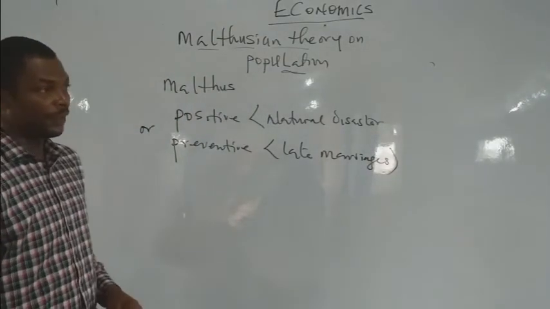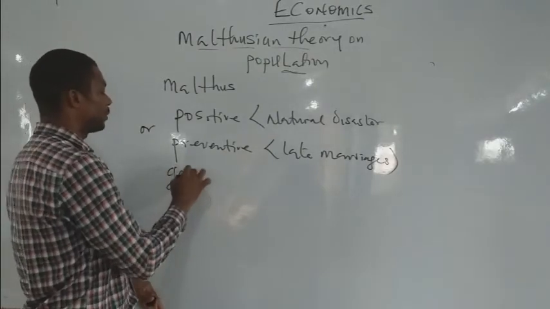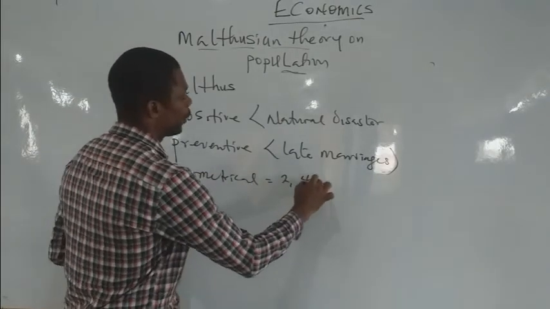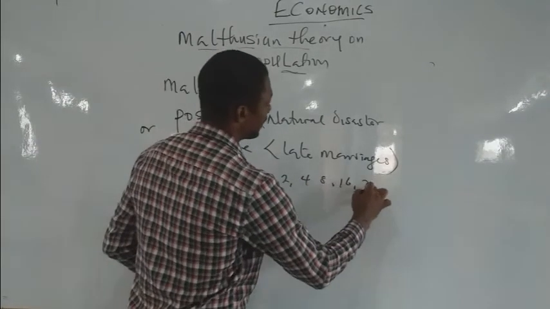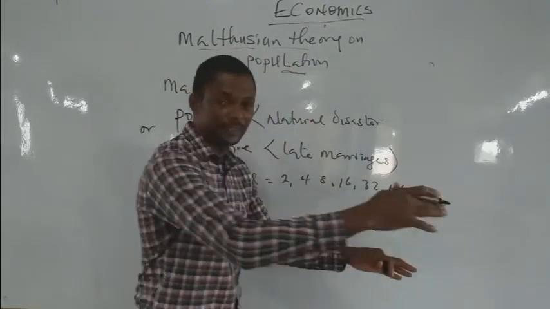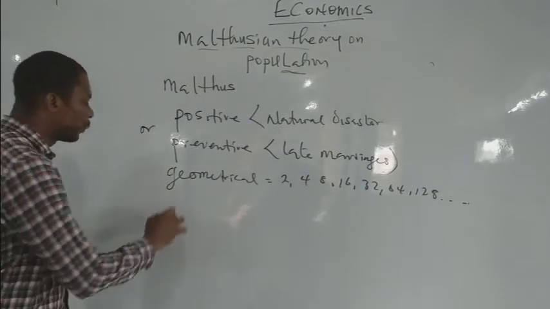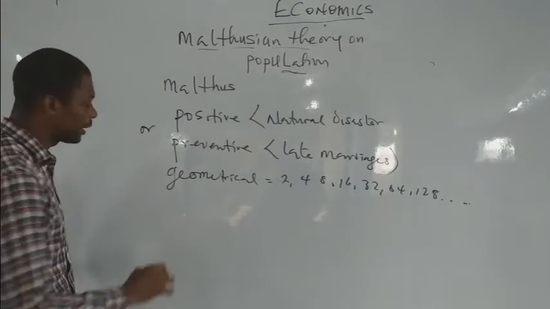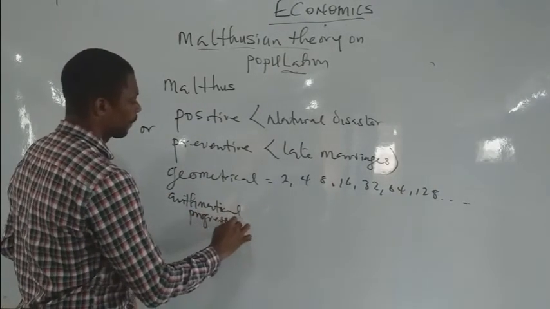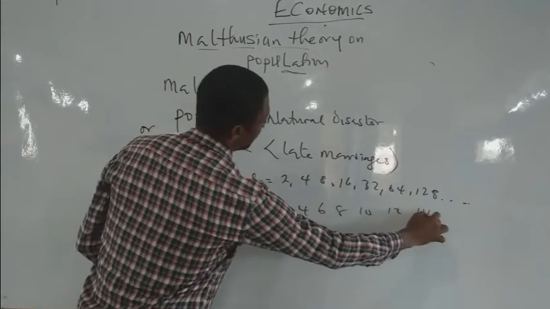Late marriages. He said the population will grow at a geometrical progression. And what is it called? Geometrical progression? That is 2, 4, 8, 16, 32, 64, 128, 256, and so on and so forth. While the food productivity will grow at an arithmetic progression, that is 2, 4, 6, 8, 10, 12, 14.